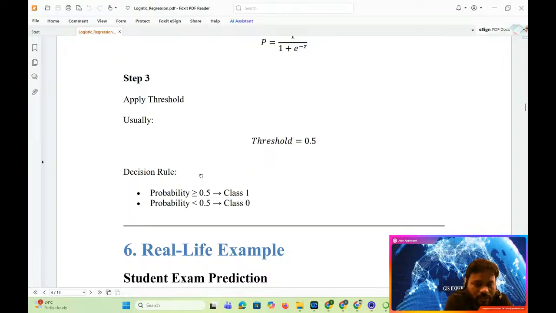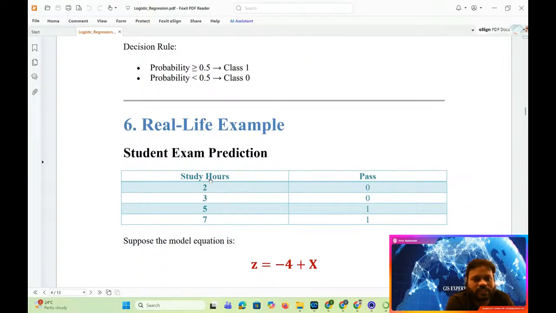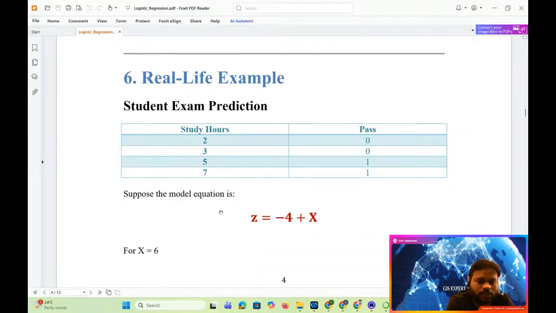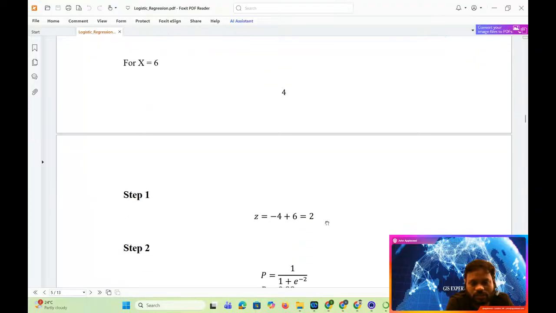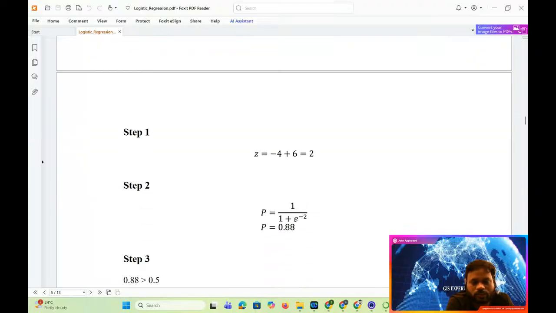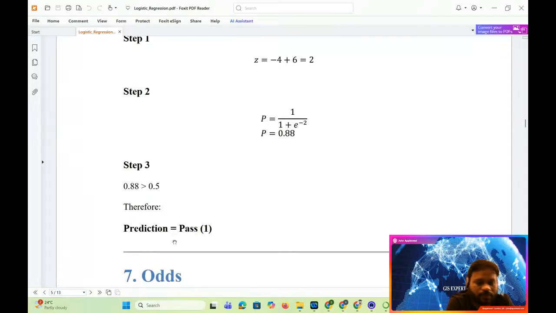Above 0.5 is class 1, which means true, and below 0.5 is class 0, which means false. Student exam prediction: a student studies 2 hours, 0, 0, 0, 5 and 7 hours; if you don't study, the student doesn't pass. Suppose the model is z = -4 + x, for x = 6, z = 2. Step 2, put this value in, and p = 0.88, which is greater than 0.5, therefore pass.